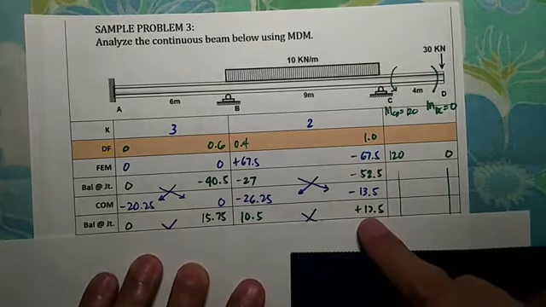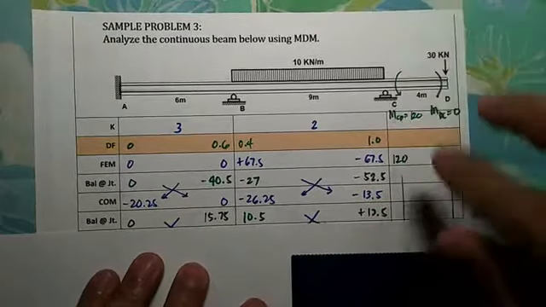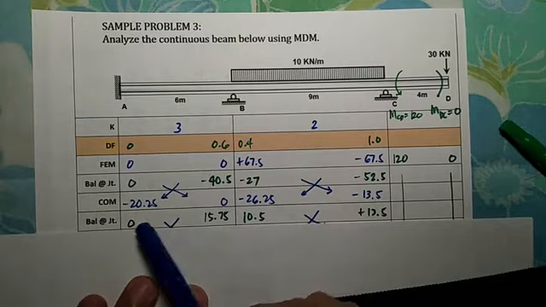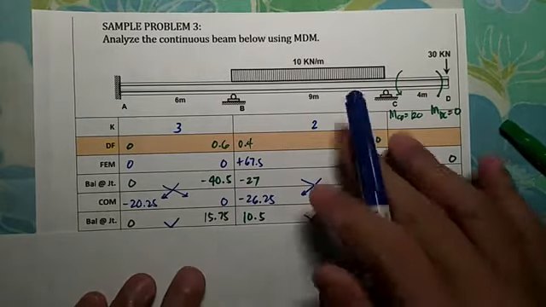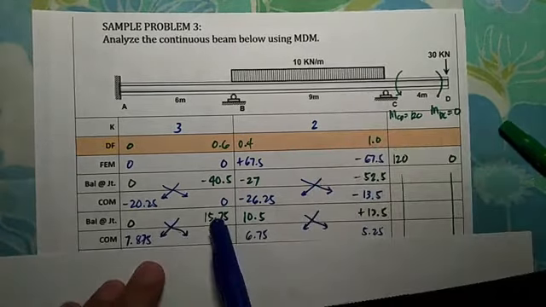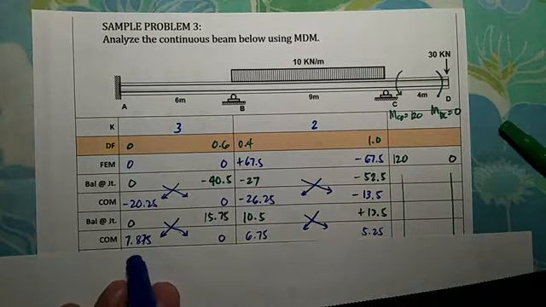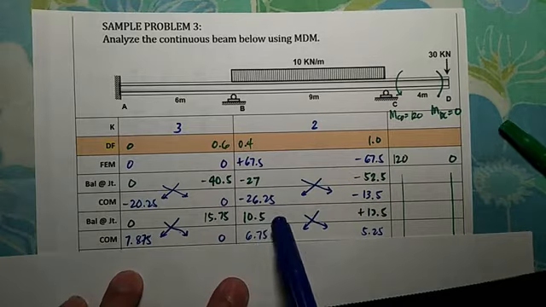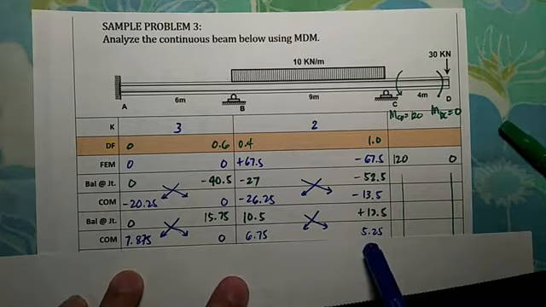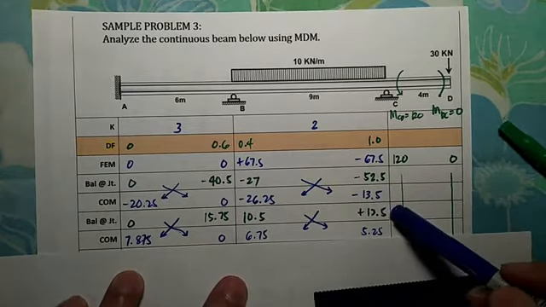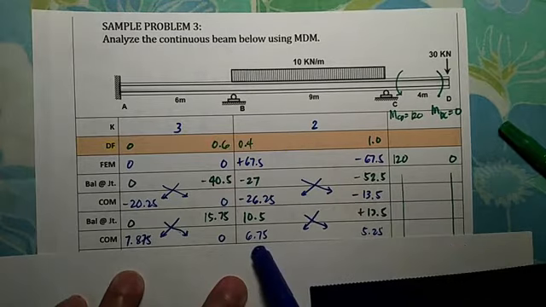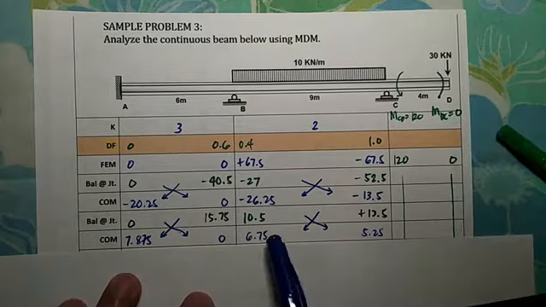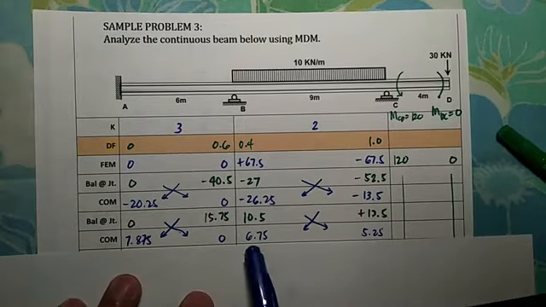Now, next is to compute for the carryover moment. So, again, we cross over this one. So, 0, it would become 0. 15.75 divided by 2, it would be 7.875. Likewise, on this side, 10.5 divided by 2, it would give you 5.25. Then 13.5 divided by 2, it would give you 6.75. So as you can see, for this carryover moment, the unbalanced moment is 6.75.